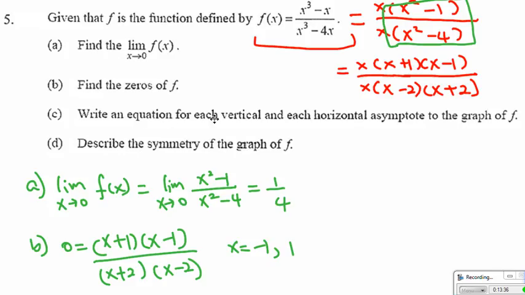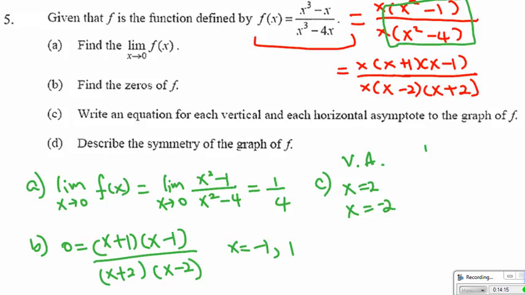Write an equation for each vertical and horizontal asymptote of the graph. Now, a vertical asymptote is when the denominator is equal to 0. Well, you can see that when x is equal to 0, since it canceled out, it simply becomes a hole in the graph. The vertical asymptotes will be when x equals 2 or x equals negative 2.